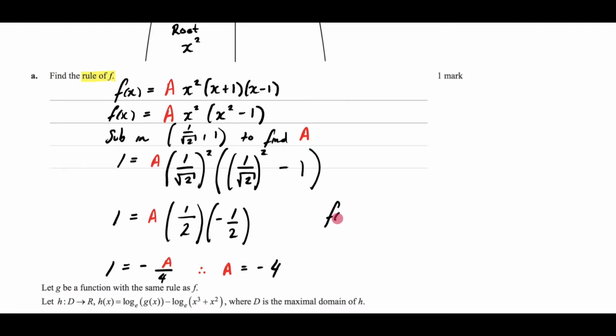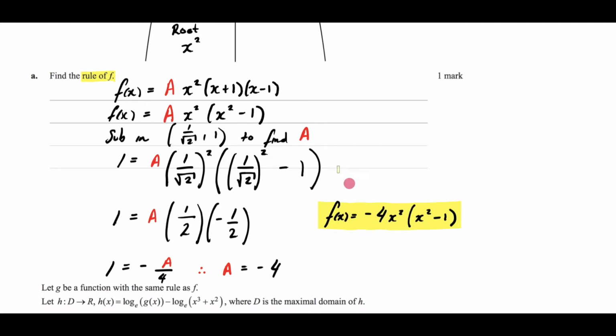It's going to be f of x is equal to my dilation factor of negative 4, x squared, and then x squared minus 1. Just like that. Let's now highlight that. That's what it's going to be.